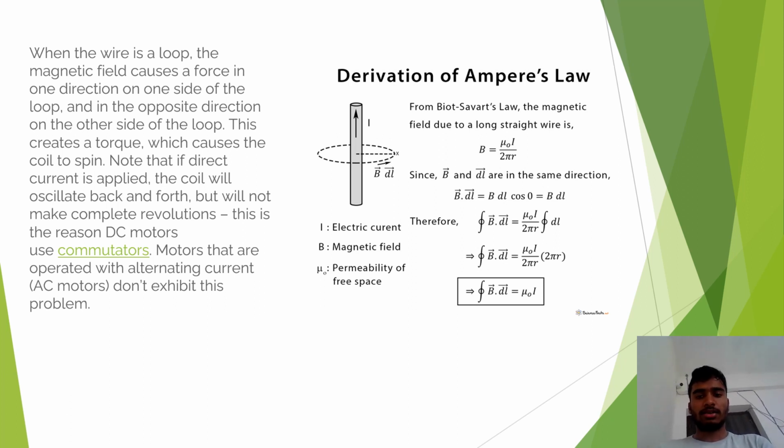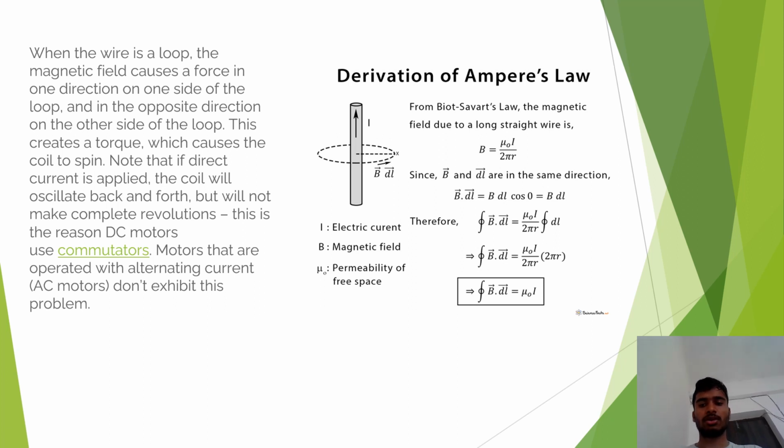Therefore, B dot dl = mu naught I / 2 pi r times the integral of dl. This equation is finally derived to the integral of B dot dl = mu naught I. The summation of current inside, times the magnetic field, is equal to mu naught I. This is Ampere's circuital law.